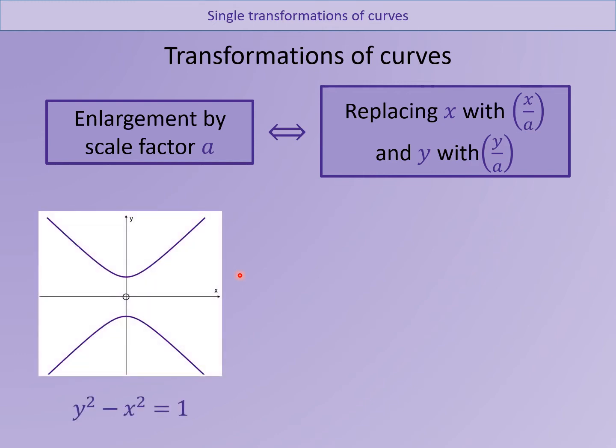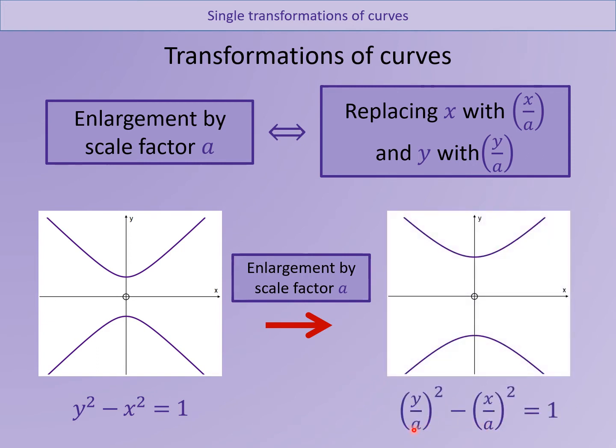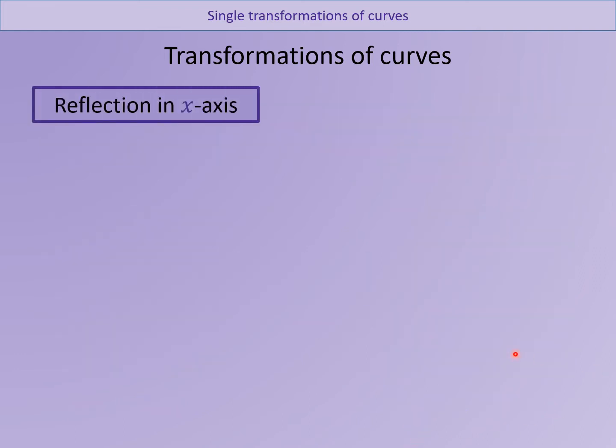So I've got that one just there, y squared minus x squared equals 1. And if I'm going to enlarge that by a set value, so in this case, enlarge it by scale factor a, it means that both the x value and the y value are over a. So there we go. You can see how it's just been stretched out and made that bit bigger. What's important though is the fact that these two are the same value, so it's divided by the same amount.